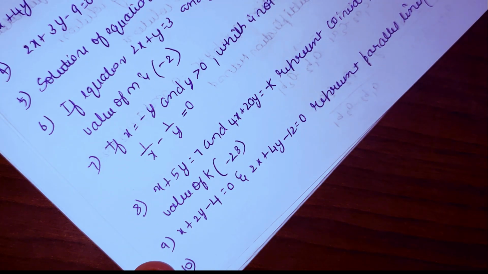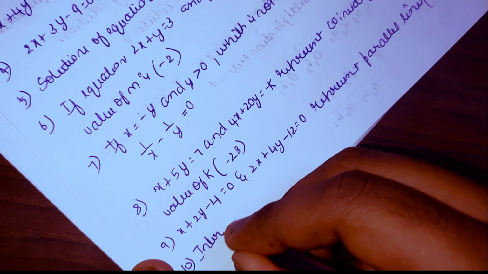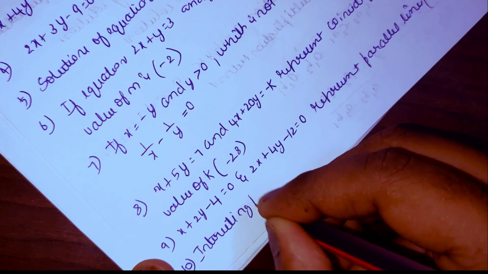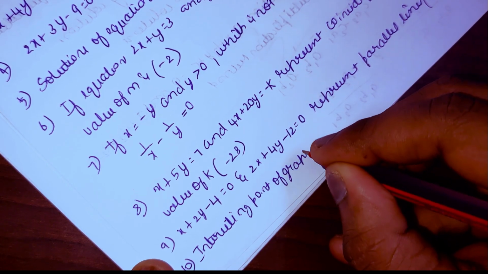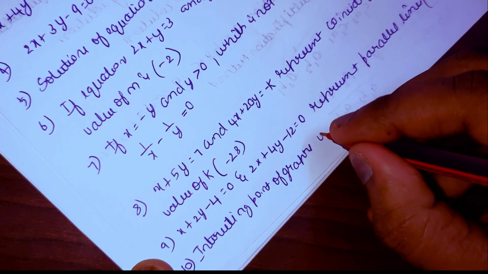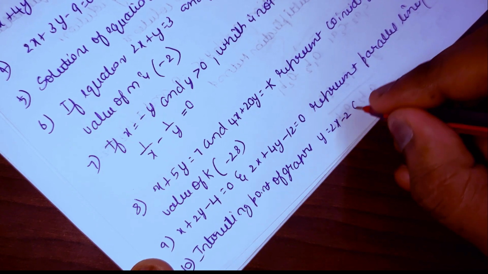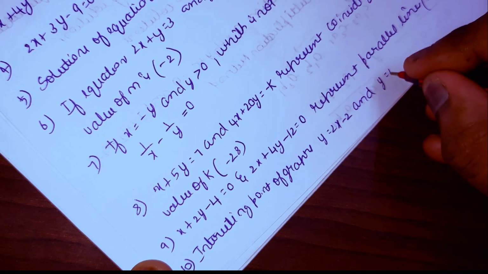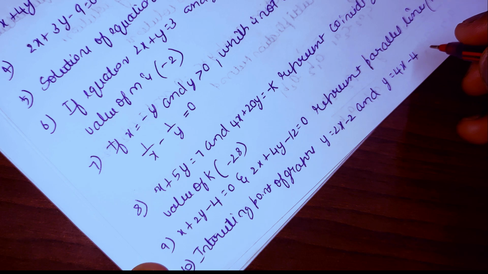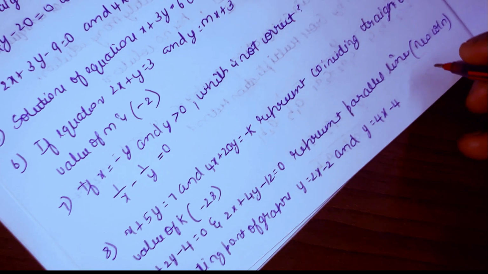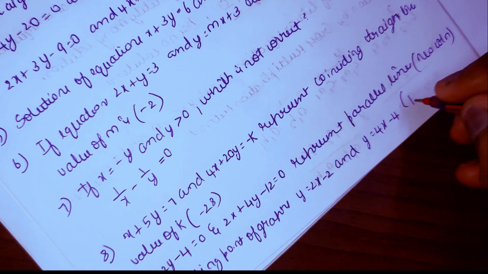10th question. Intersecting point of graphs. Equations are given: y is equal to 2x minus 2 and y is equal to 4x minus 4. The intersecting point of these two equations you have to find. The answer is 1, 0.